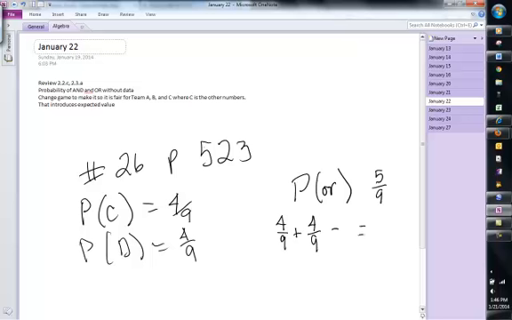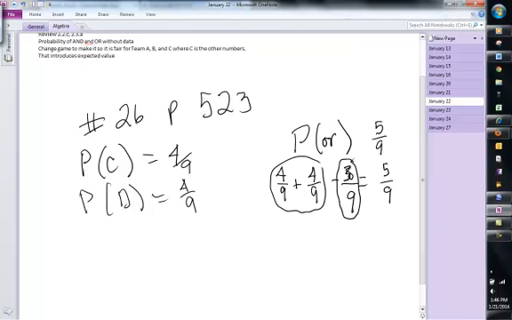Okay, so if we know the answer is 5/9, then the overlap, well, 4/9 plus 4/9 is 8/9. So if this part here is 8/9, what do we subtract to get 5/9? We subtract 3/9. So the probability that it's in both of them is 3/9.